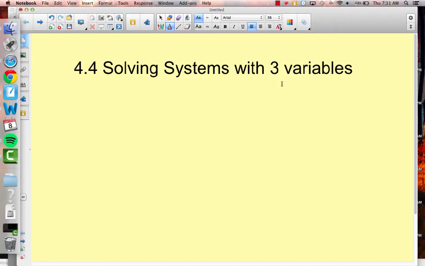Hey everyone, let's talk about 4.4. Today is going to be all about solving linear systems that have three variables in them. So far you guys have been working with systems that have x's and y's. Now we're going to start dealing with systems that have x, y, and z. So these problems are going to be kind of long. Just bear with it for a little bit.